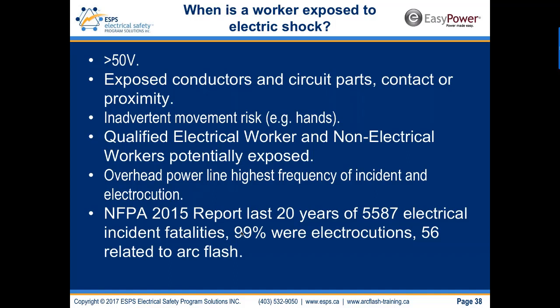And again, the report that I showed you from NFPA highlighted that as far as fatal injuries, 99% of the fatal injuries in the U.S. over a 25-year period were electrocutions, 5,587. So basically, we are seeing electrocutions occurring, unfortunately, at a very high frequency. And we still need to do a lot of work on that. That's overhead power lines, power line technicians, electrical workers, and non-electrical workers getting shocked and fatally electrocuted.